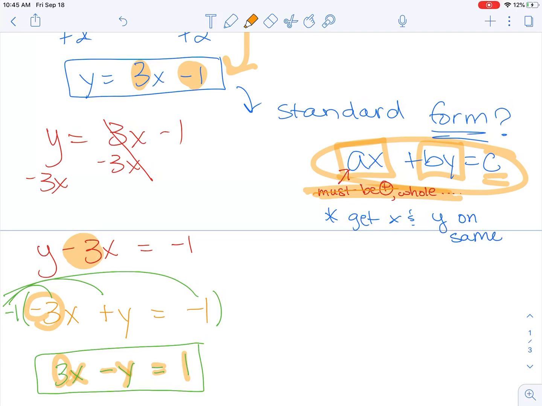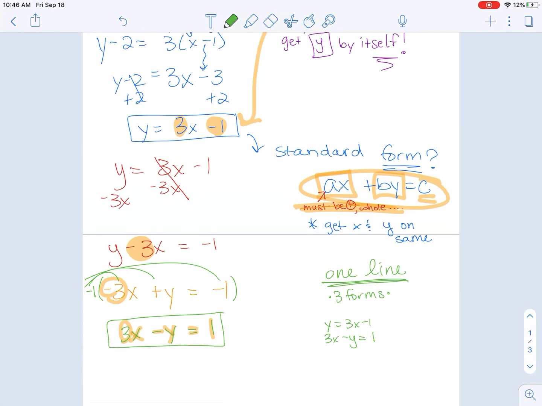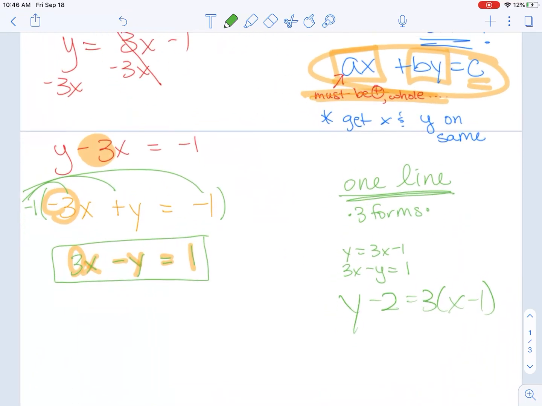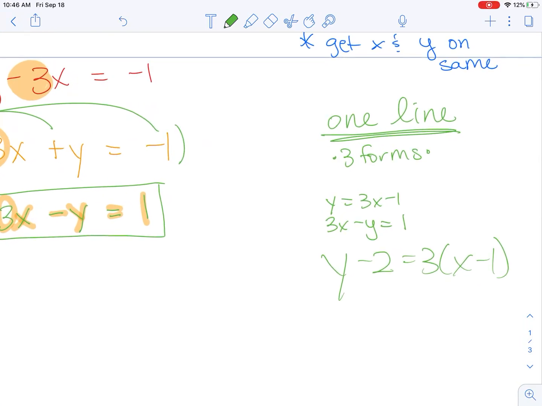So now you're thinking, wait a minute, I thought we were just talking about one line. It's one line, but there are 3 forms. And the forms that we just found were 3x minus y equals 1, y equals 3x minus 1, and our first form, in point slope form, was y minus 2 equals 3 times x minus 1. So how could all 3 of those forms literally be the same line? Well, I'm going to show you that right now. We're going to graph it on a graphing calculator, and I just want you to see that when I graph all 3 of these forms, it really is the same line.